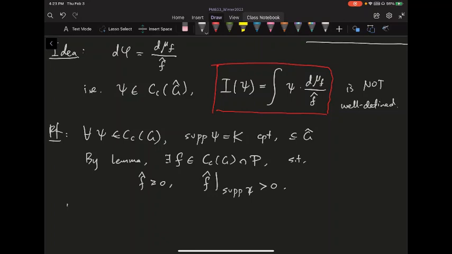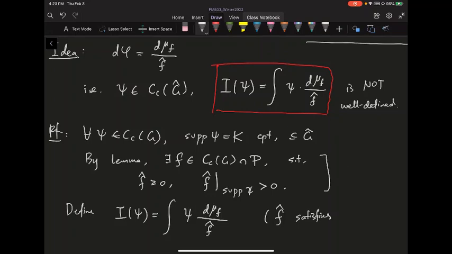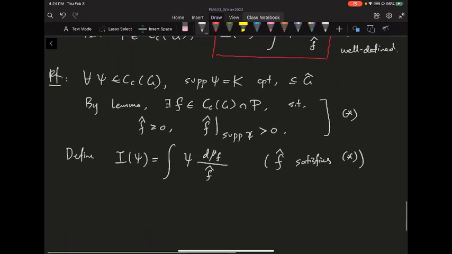So now let's define my functional. Let's define this I of psi as the integral of psi d mu_f divided by f hat, where I require that f hat satisfies these nice properties. Let's just call it star. So it satisfies the star. All right, so now this is well defined given a particular choice of f hat. Well, now we run into a different problem.